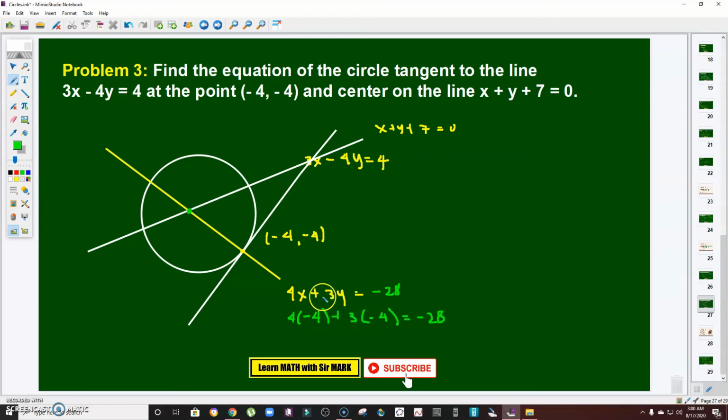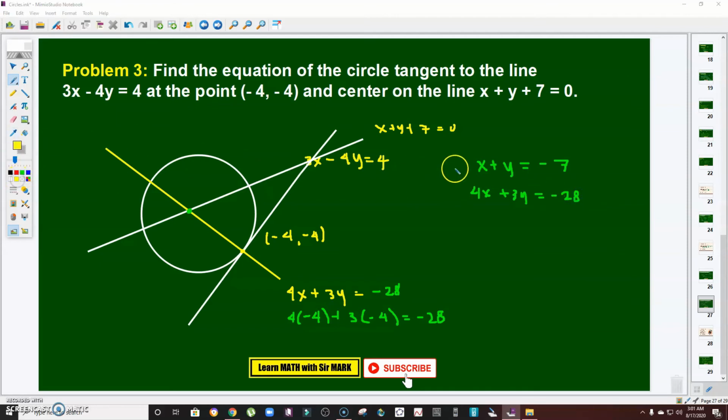Since I already have the equation of this yellow line or the normal line, and I have the equation of the line passing through the center, therefore, the point of intersection will give us the center. Alright. So therefore, solve natin siya simultaneously. That will be x plus y equals negative 7, while this one is 4x plus 3y equals negative 28.